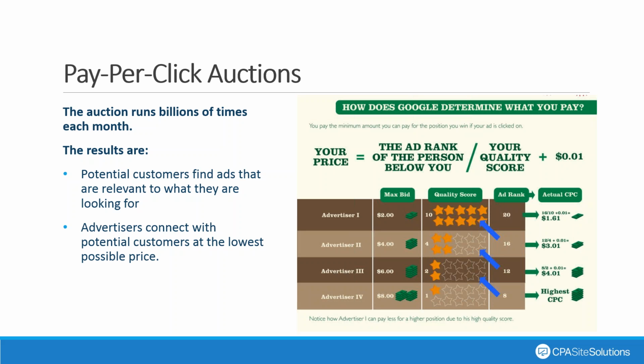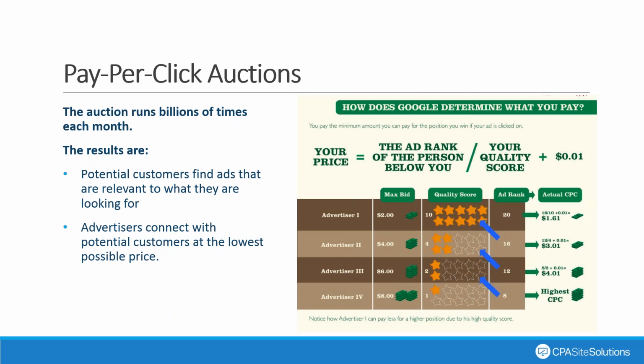If someone clicked on advertiser 2's ad, they paid $3.01. They bid $4. The quality score, the ad rank of the person below them, was a 12, and so it's 12 divided by 4 plus 1 penny. So just note how important a combination of your maximum bid and your quality score is to determine, first of all, if you get ranked, and number 2, what your ad rank is.